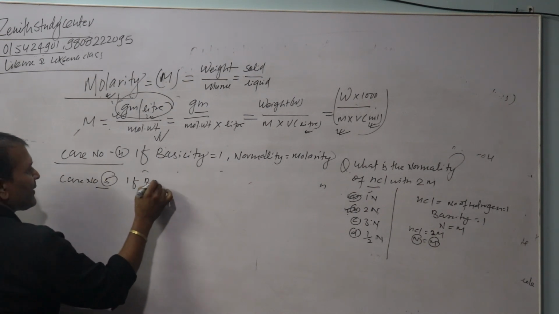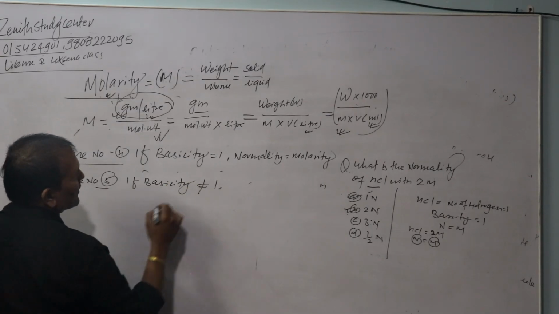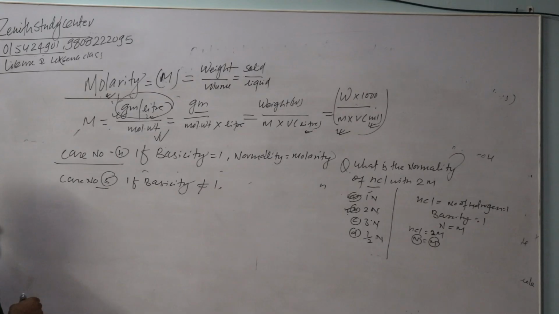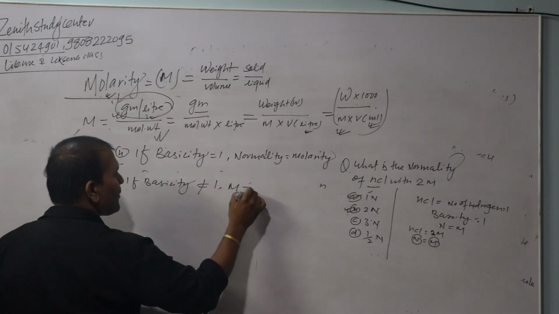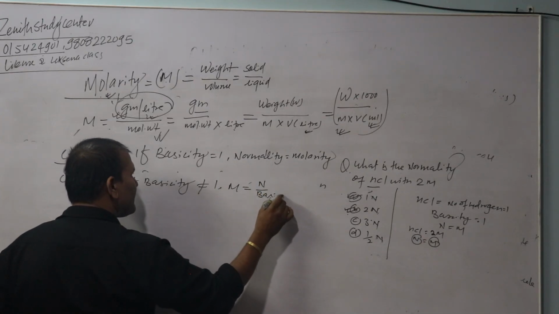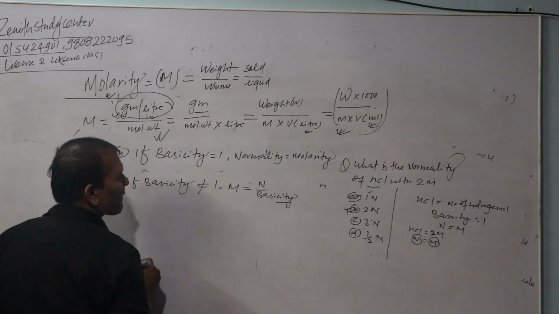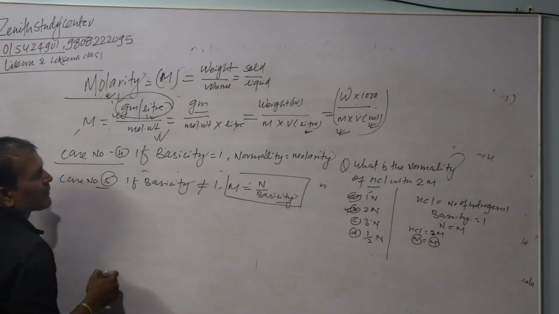If basicity is not equal to 1, then we use the relationship: molarity is equal to normality by basicity. This is the formula for the conversion.